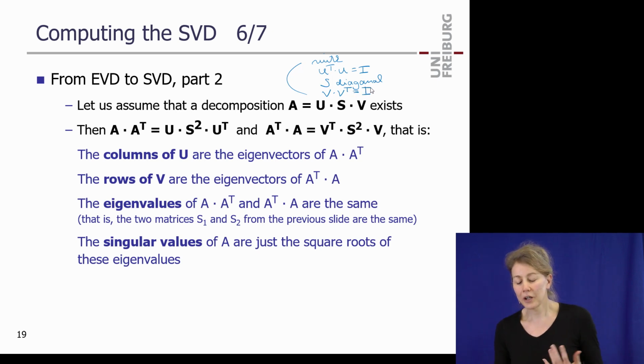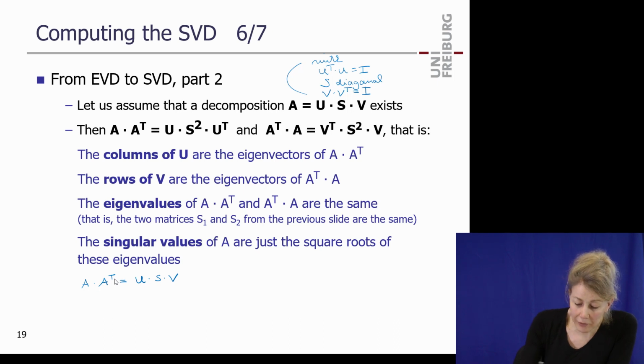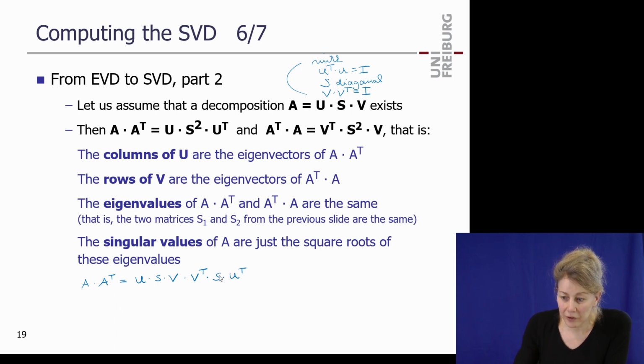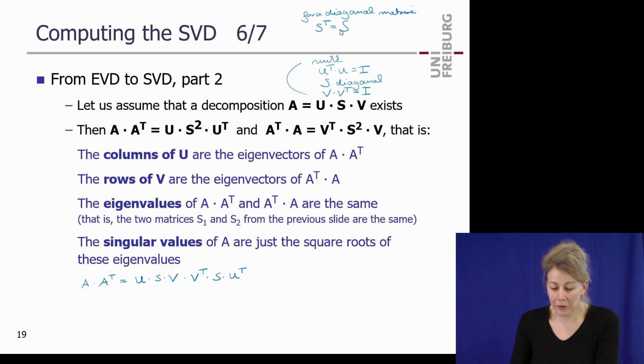So these are the SVD properties, and let's just do A times AT. A times AT is then U times S times V, now the transpose of everything but with the order changed, which means it's V transpose times S transpose times U transpose. If you transpose a diagonal matrix, nothing happens. S transpose is equal to S. I mean, you transpose around the diagonal.